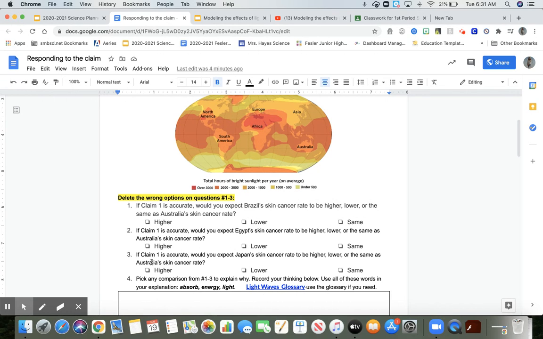Then in number 3, claim 1 is accurate. Would you expect Japan? So Japan is over in this region right here, this island chain over here. This is Japan, right? So I do notice it's a different color than Australia. And so would you expect Japan's skin cancer rate to be higher, lower, or the same as Australia?